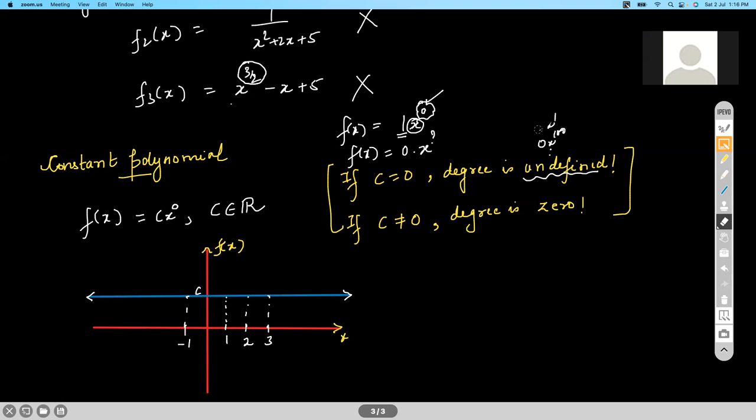Right. But when you are writing a 1, you can only write 1x to the power 0, nothing else. If you write 1x to the power 1, it will become an x. Oh, yes, sir. Got it. Got the point.